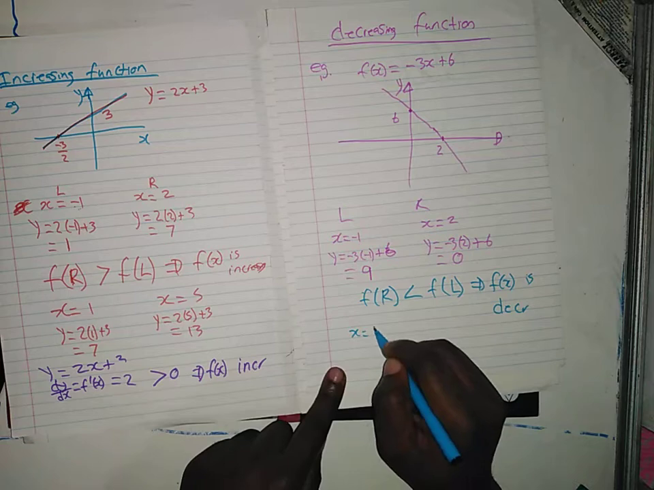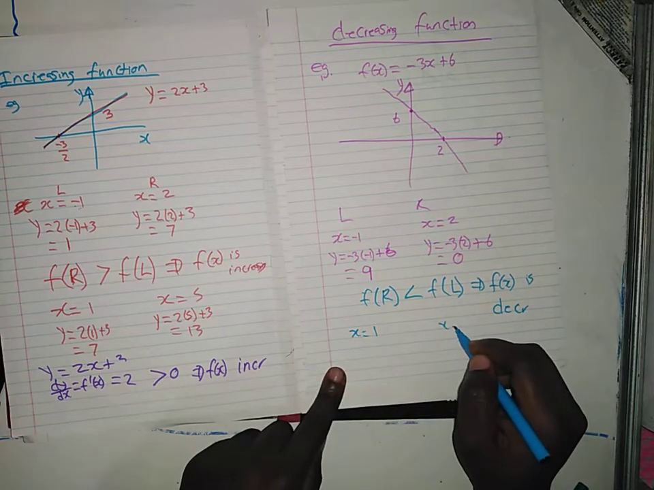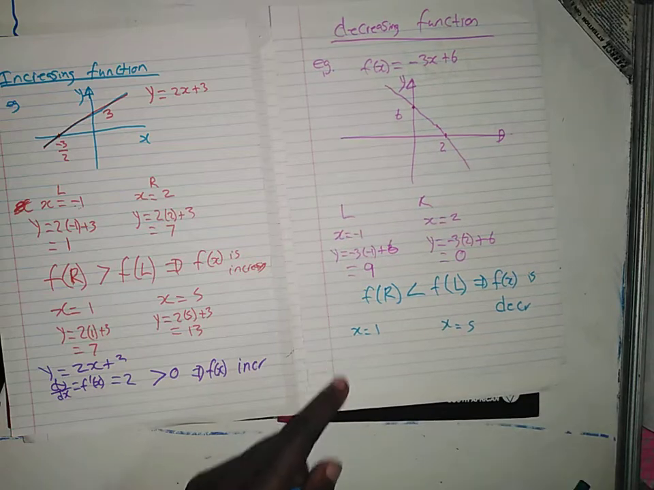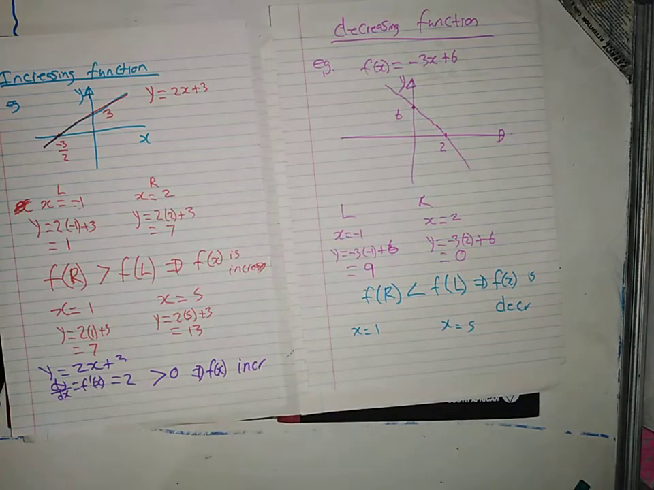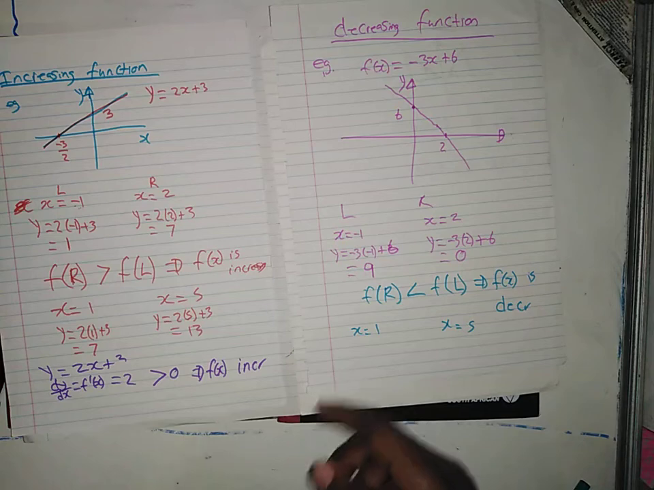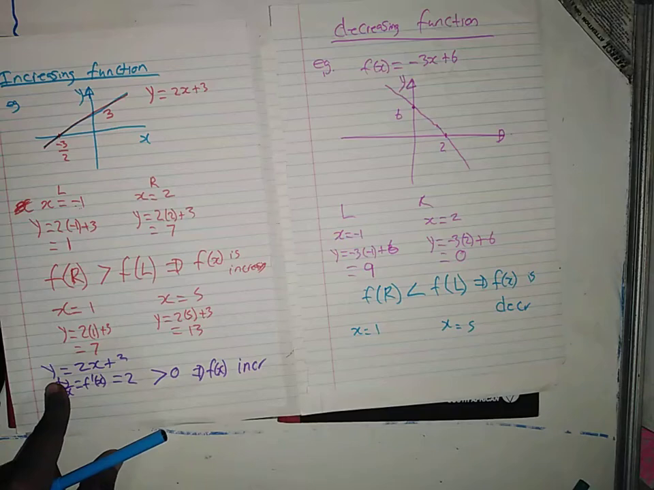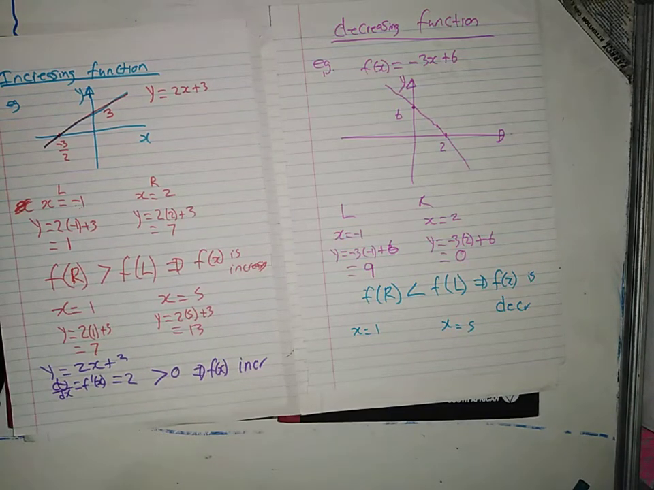X is equal to 1, and then X is equal to, say, 5. You can go and try it on your own, and you'll definitely see that you'll get something more or less like this. Now that is your homework. But basically, here we connected for grade 12. I want to emphasize that the derivative part is only done in grade 12.